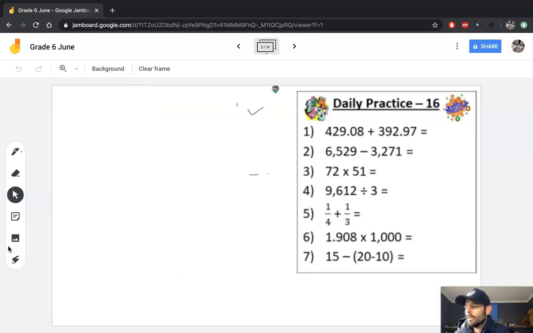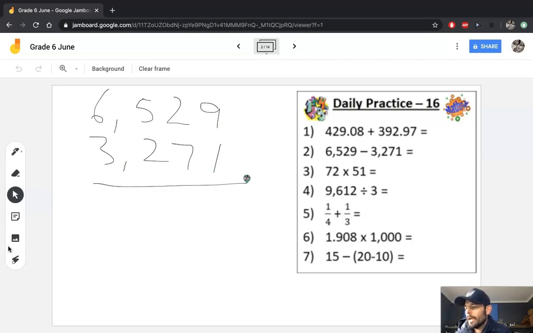Second question, 6,5 to 9. Subtract 3,271. Okay, and we know we just subtract normally. We borrow where we need to. Sorry, 4. 12 minus 7 is 5. 4 minus 2 is 2. And 6 minus 3 is 3.